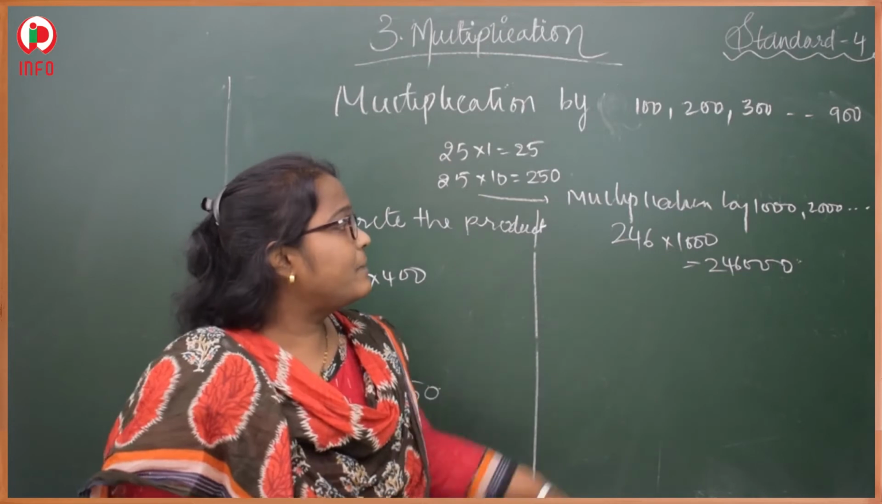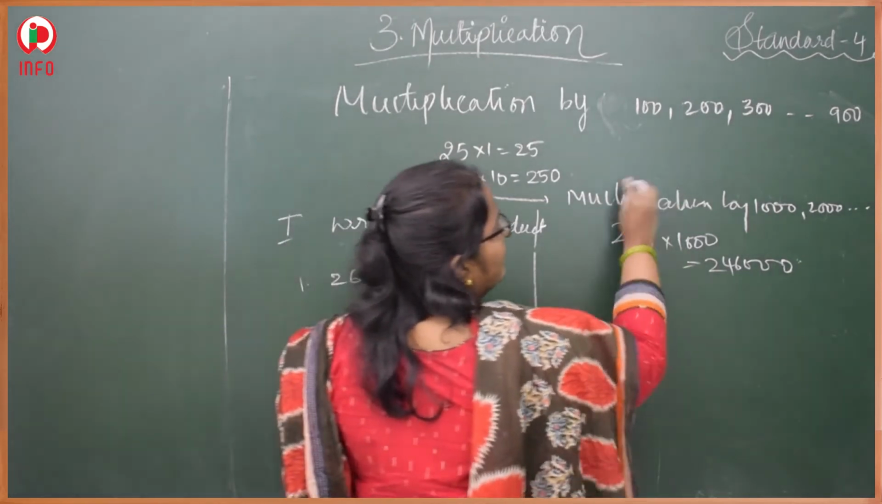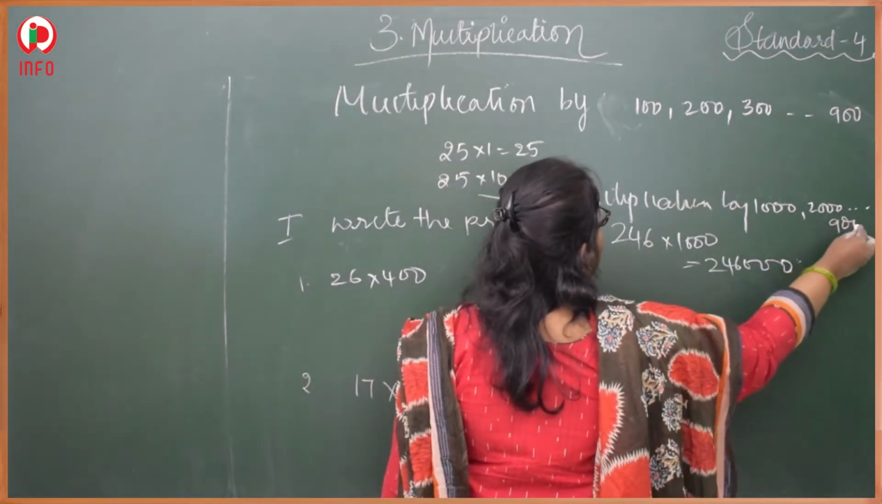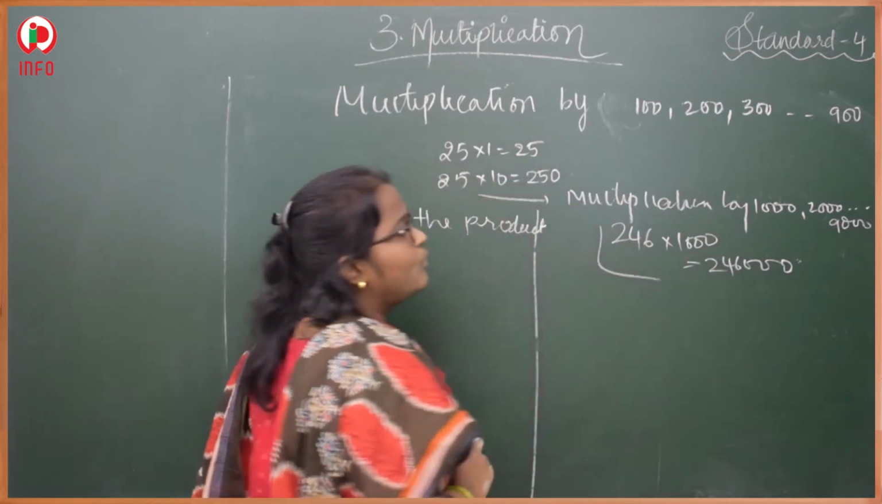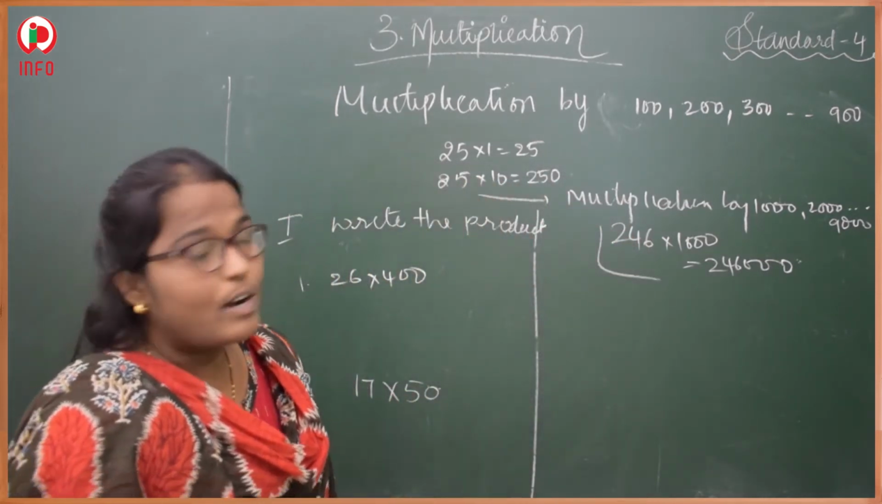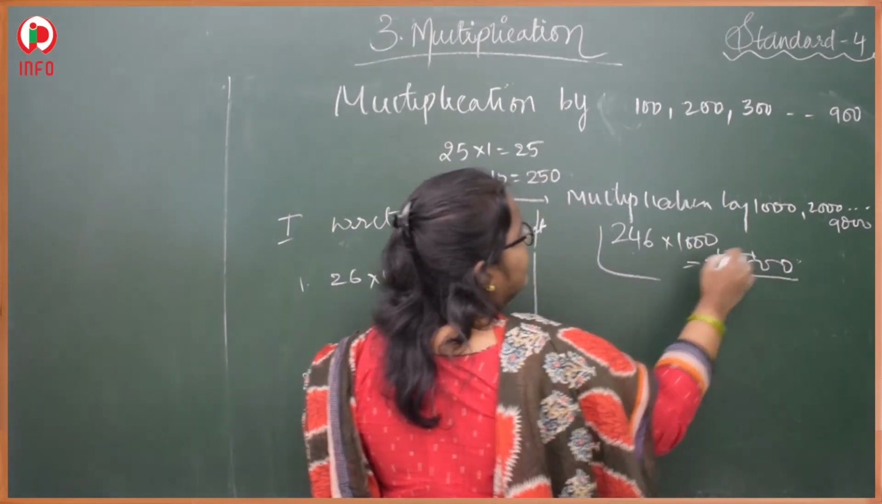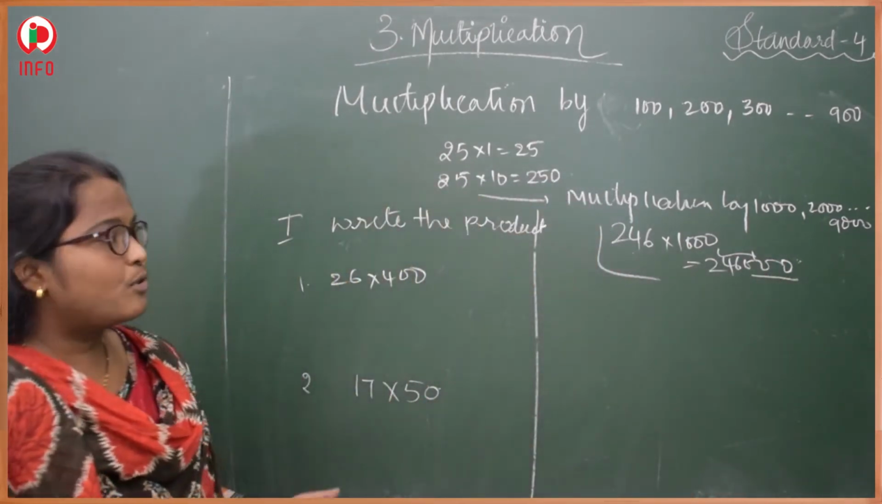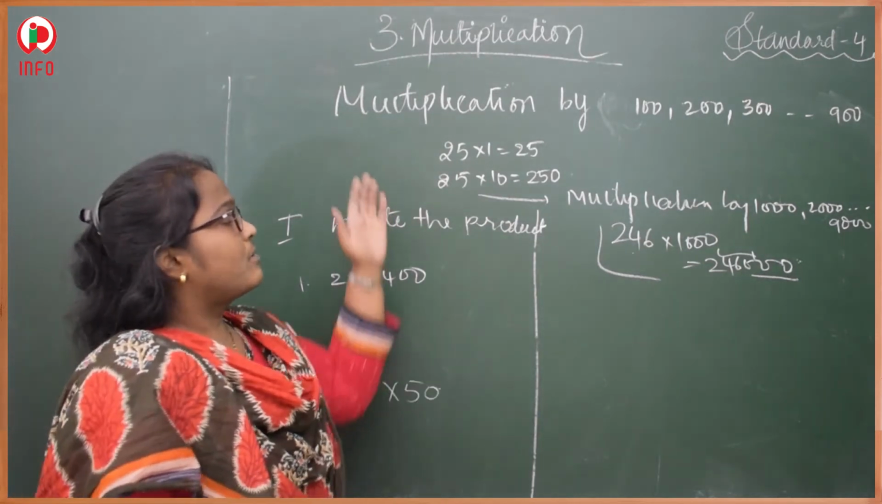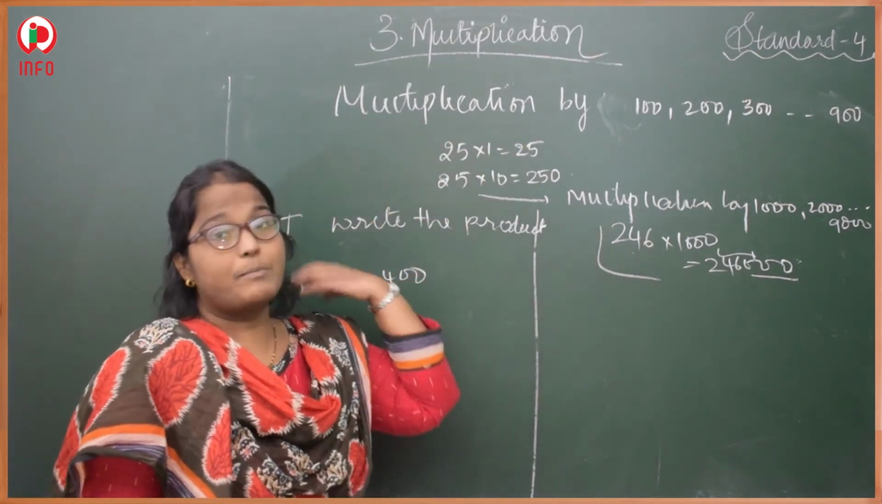Next we have multiplication by 1000, 2000, and so on up to 9000. So I have multiplied 246 into 1000. What will it become, children? Generally 246 into 1, then these 3 0s. So if I multiply with 3000, 4000 also, you will get the same. This is multiplication by 100, this is multiplication by 1000, and so on.